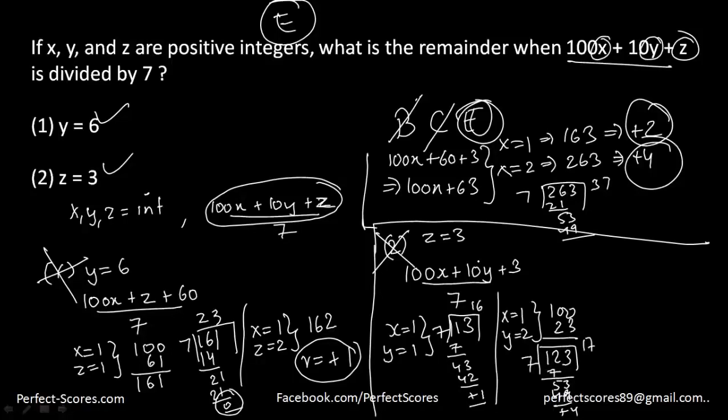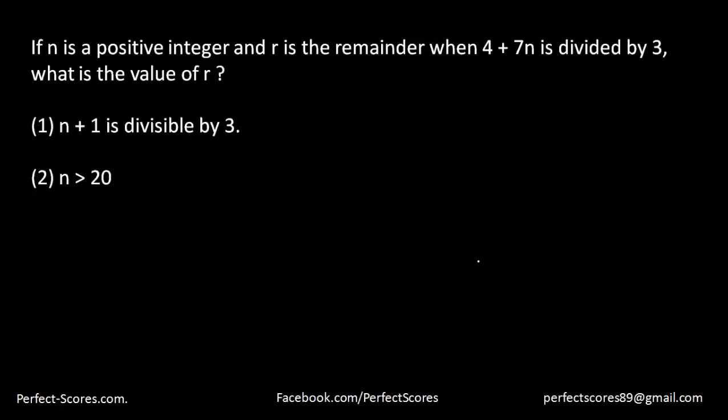Okay, guys. So suppose you've understood that. Let's move forward. Now this question over here says that n is a positive integer, right? And the question is saying that r is the remainder when 4 plus 7n is divided by 3. So the question is asking the value of r. So from here, I would know that the remainder is plus 1. And it's going to depend on the remainder when the value of n is divided by 3.